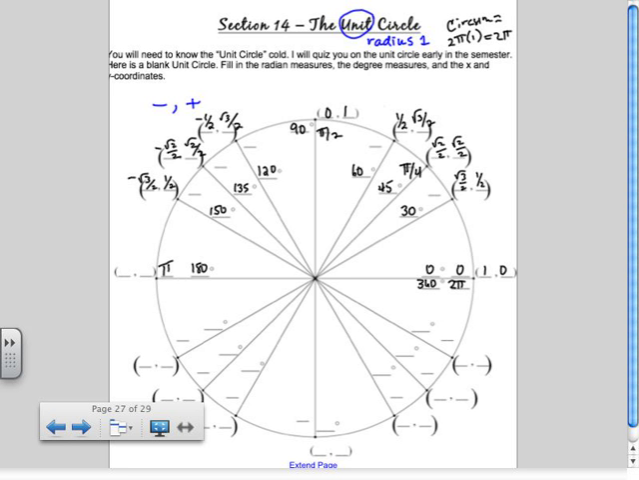Now think about 30 degrees. If I was at 30 degrees, we know 30 out of 360, well, that's just 1 out of 12, right? Now you can convert that to radians by saying that's 1/12 of the whole 2 pi. So you get pi over 6.